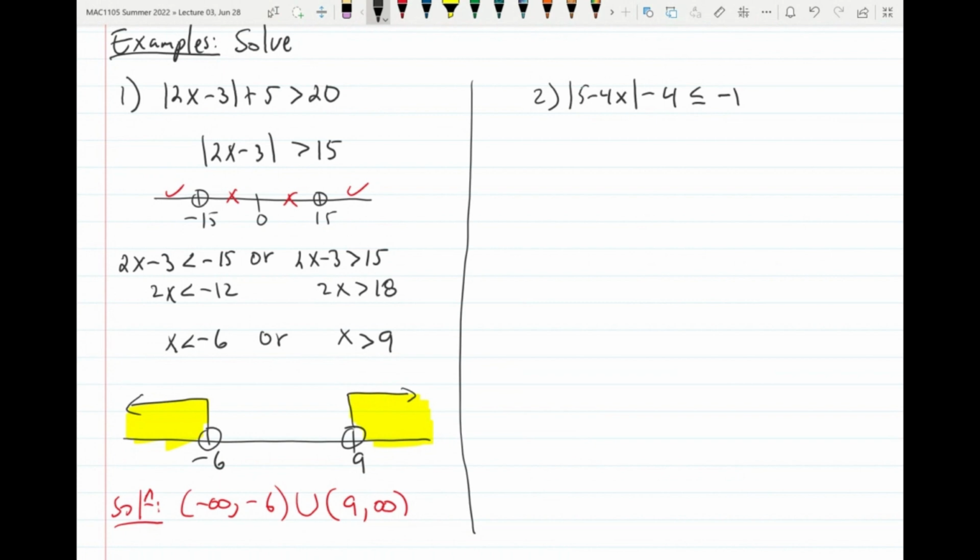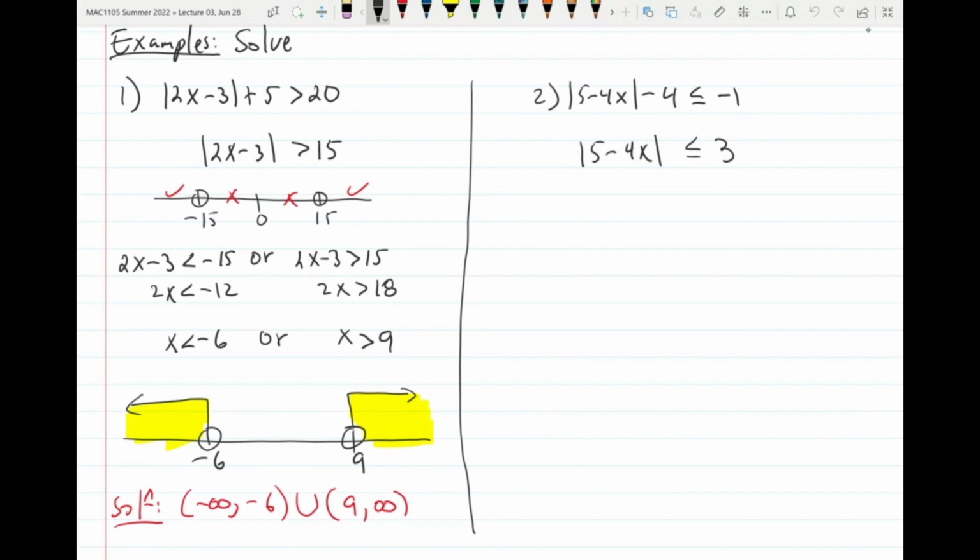What do we need to do? We add 4. So we get absolute value of 5 minus 4x is less than or equal to 3. Now, what type of inequality is this? Is it or, or and? It's going to be an and type. So to break up the absolute value, what do we need to do here? If you want the distance to be less than 3, in what region do you need to be? Between what and what? Between negative 3 and 3, right?